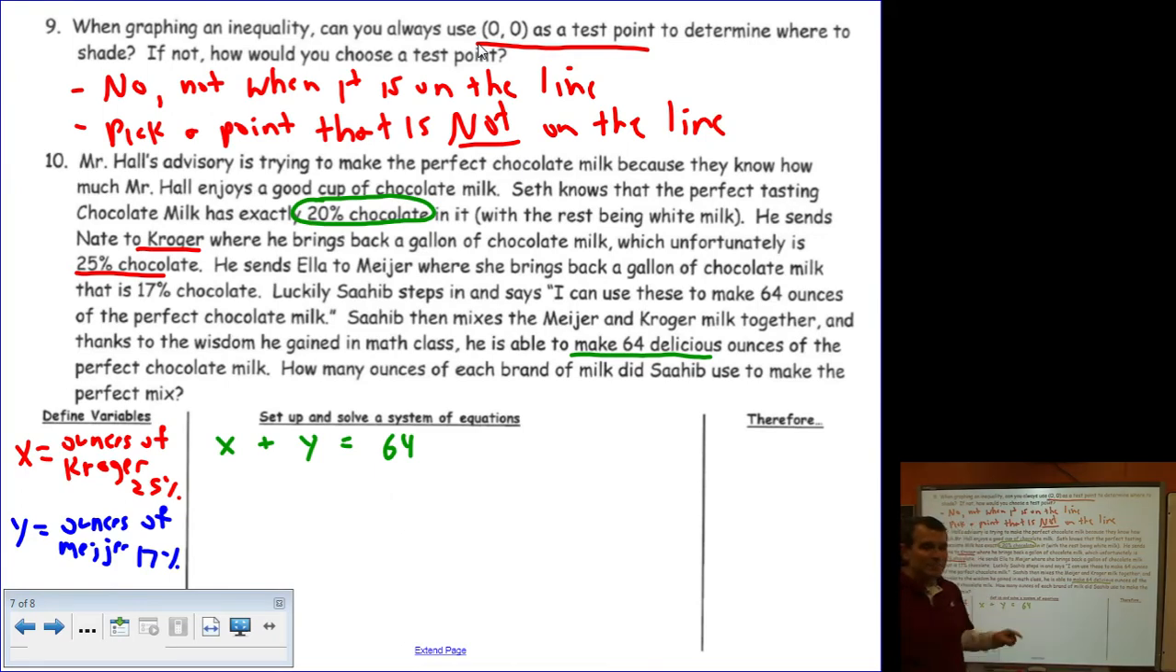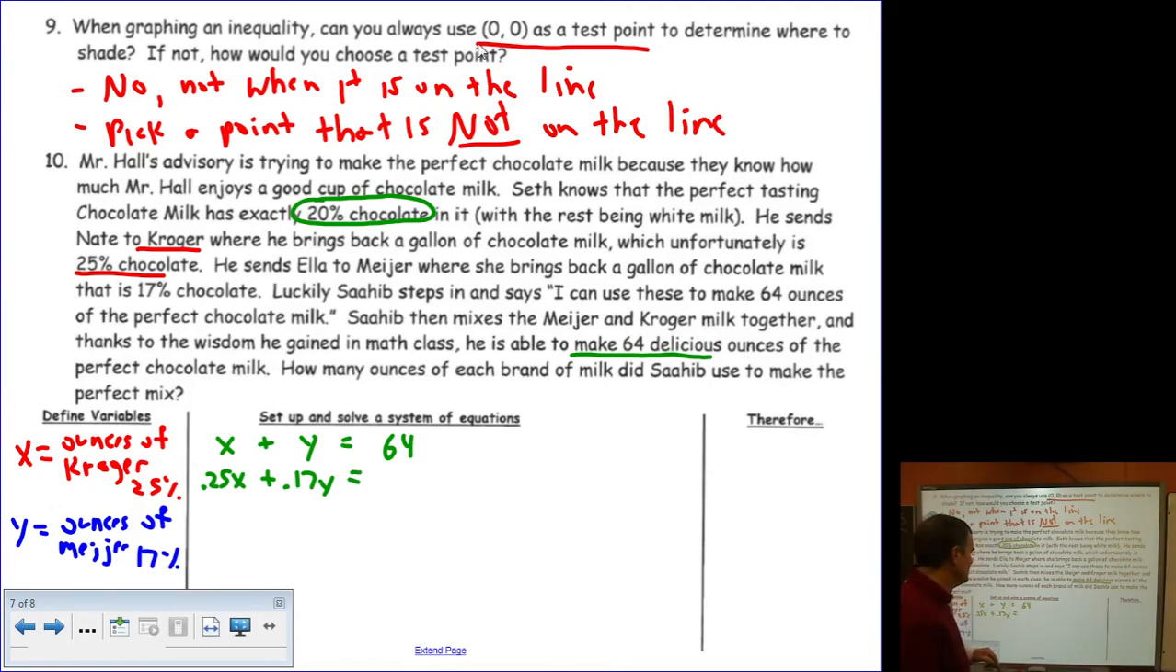And the second thing I'm going to do is calculate the amount of chocolate in each thing. So the amount of chocolate in the Kroger milk is 25%. So 0.25 times X would be the amount of chocolate in the X ounces that I use of Kroger milk. And the same thing goes for the Meijer milk. It'd be 0.17 times Y would be the amount of chocolate in the Meijer milk that I'm using.